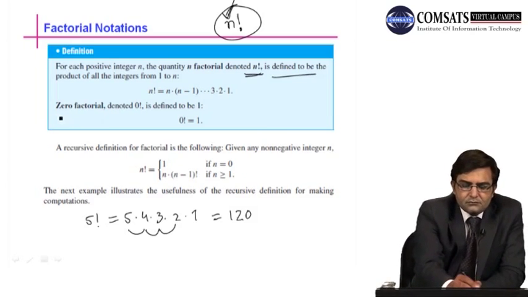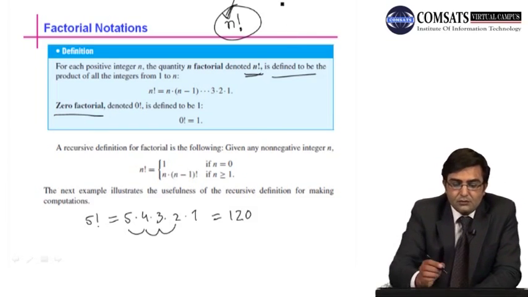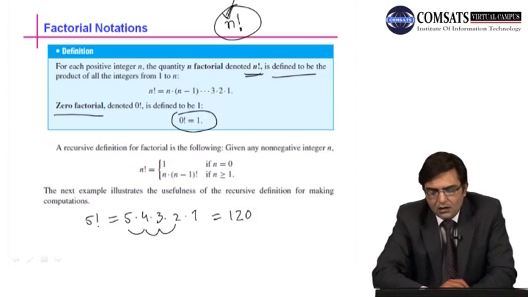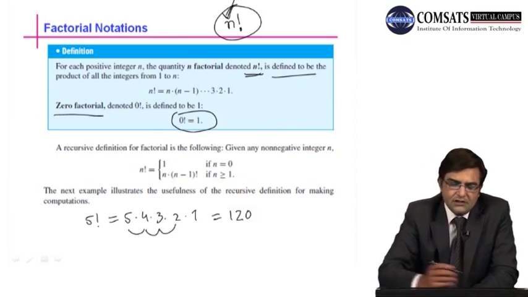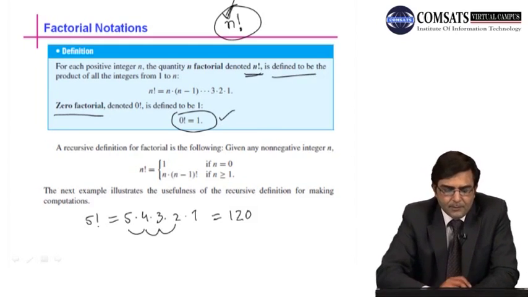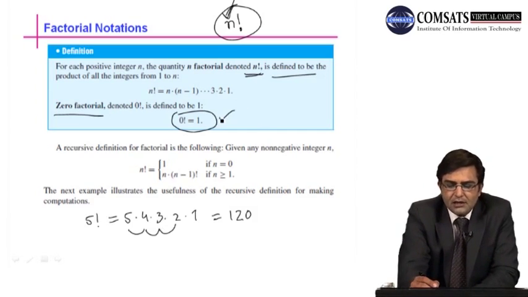Another expression which you have to memorize: 0 factorial is always 1. There is a proof of this. 0 factorial is equal to 1. There is a proof in mathematics. We can prove that 0 factorial is 1, but here I'm not including the proof of this. You can see in any book of discrete mathematics, the proof is available that 0 factorial is always equal to 1.